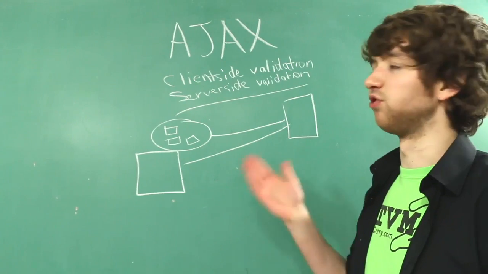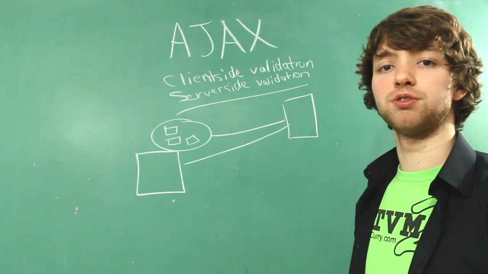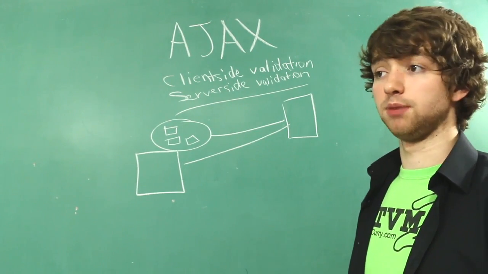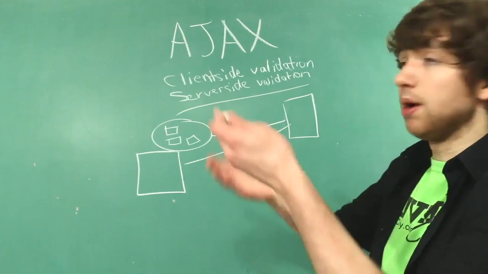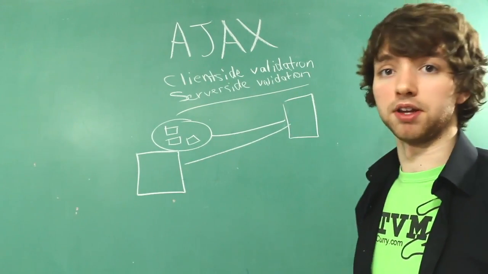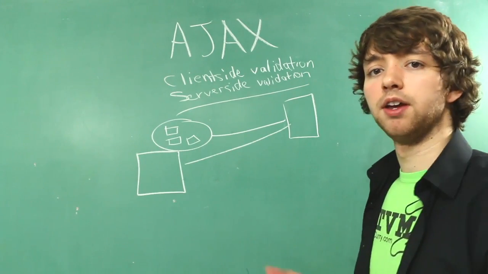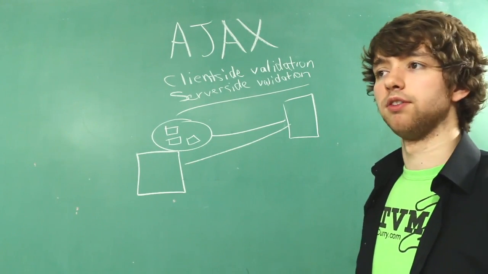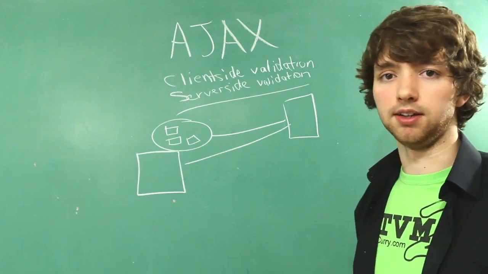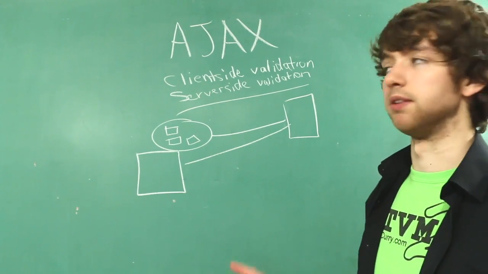AJAX isn't just good for form validation, it can also be used to check for new data. For example, in an email program, the website might use an AJAX request every 2 minutes to check if there are any new emails. That might be a little easier than having an open, persistent connection. But it might not be, it just depends.